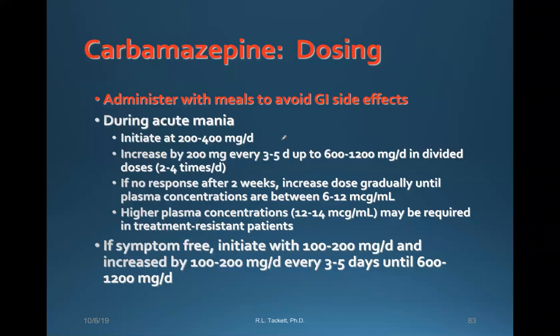Sometimes we may go up as high as 14 micrograms per mil, and that occurs sometimes in treatment-resistant patients. But if we get them to where they seem to be symptom-free, we can increase the dose and go up to around 600 to 1200 milligrams per day. So notice, just as a point, that the dosage is in milligrams and the plasma or serum levels are in micrograms.